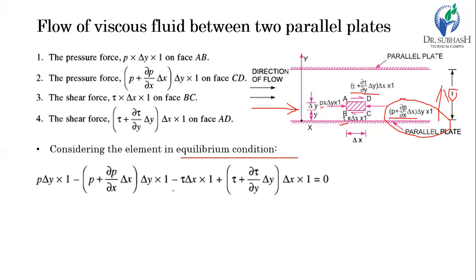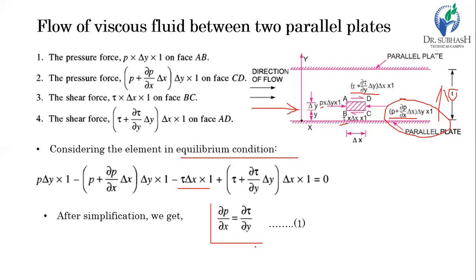The same way for the shear stress also. The force is not actually in the upward direction, it is in the horizontal direction, but the one on BC comes opposite to the flow, so it is negative, and the one on AD is going with the flow, so it will be positive. After simplification, we get the relation del P by del x equal to del tau by del y. Thus we can say del P by del x, the rate of change of pressure, is equal to the rate of change of shear stress in the vertical direction. Let's say this is equation number 1.